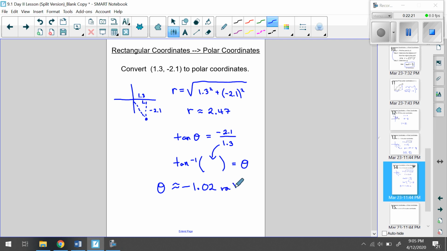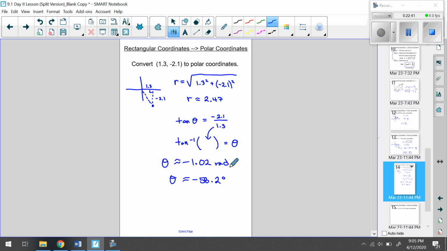I'm going to make a little note there that it's radians. If you did yours in degrees, you would have got negative 58.2 degrees. So again, I don't think one is right or wrong. I tend to favor radians, and I think your book will do the same. So you might see my answers that I provide for you in radians. Either way, when you're done, if you could write your answer as a coordinate, just like we did on the other examples, that's good practice to continue.